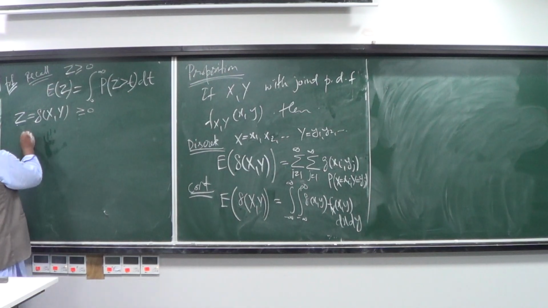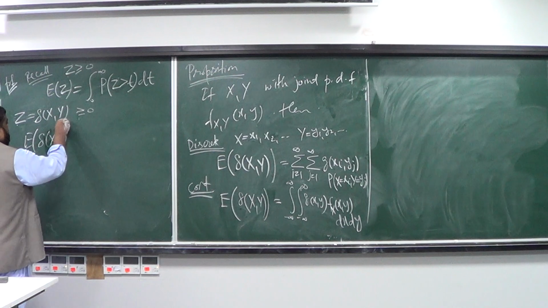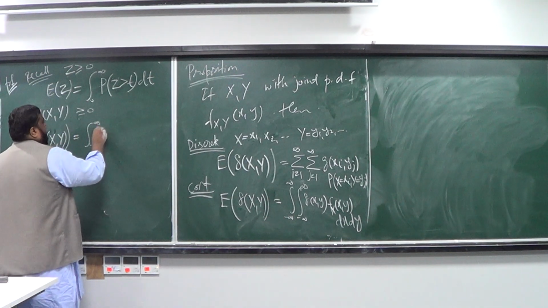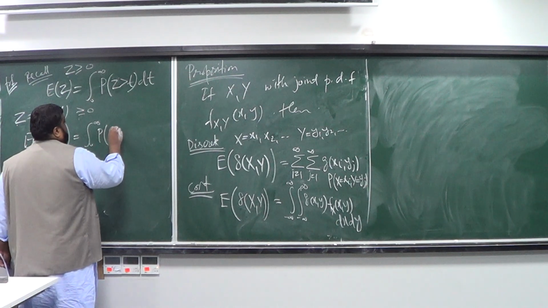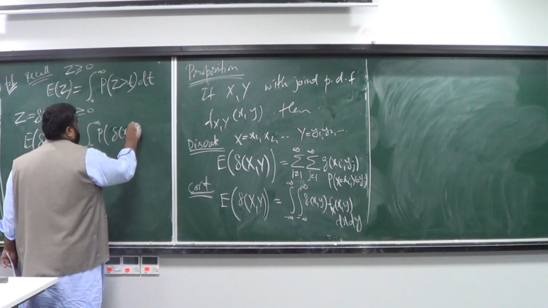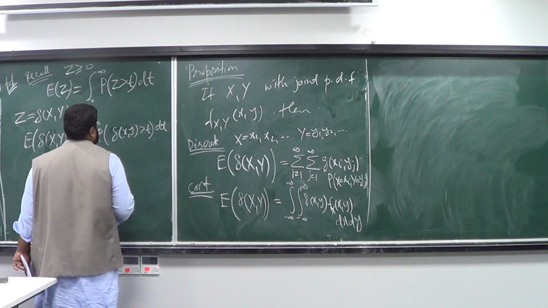So with this result, the expectation of g of xy is going to be an integral from 0 to infinity of the probability that g of xy is bigger than t, dt.